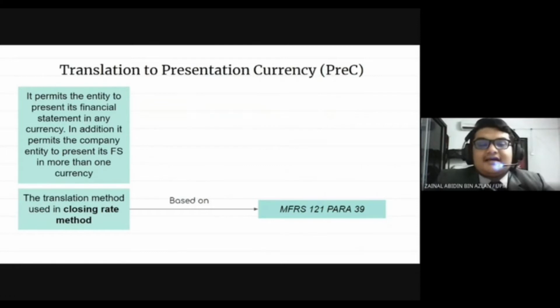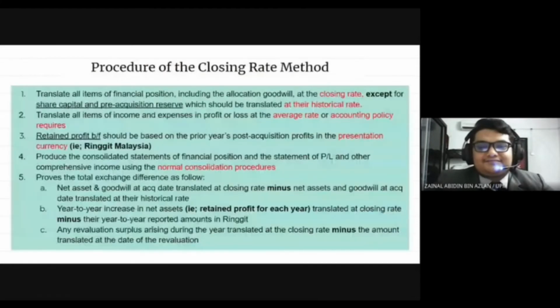Basically, the closing rate method is based on MFRS 121, paragraph 39. This is the procedure of the closing rate method. Firstly, translate all items of financial position, including the allocation of goodwill, at the closing rate, except for share capital and pre-acquisition reserve, which should be translated at their historical rate.